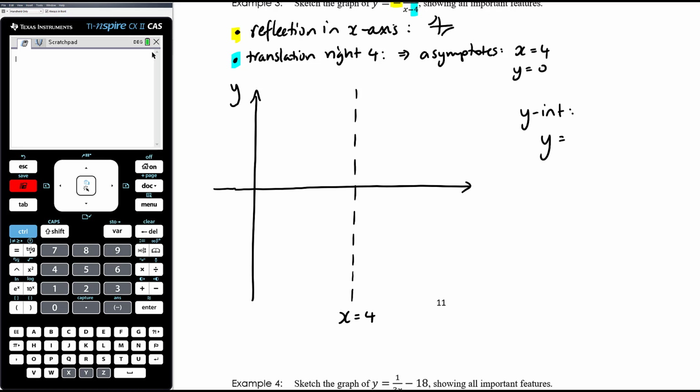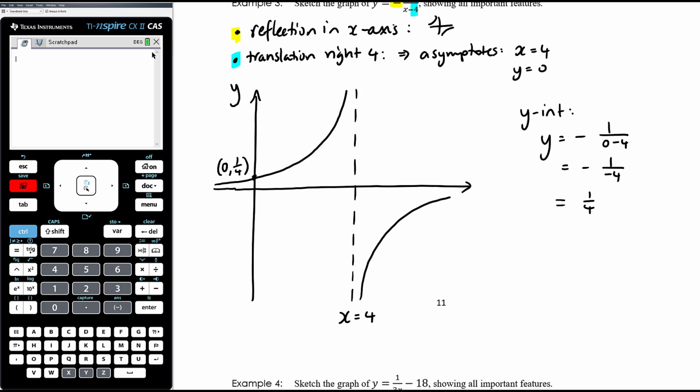Y-intercept, y is going to be negative 1 on 0 minus 4, so it's negative 1 on negative 4, so the negatives will cancel each other out. It's just going to be positive 1/4. So we just want to draw in our hyperbola shape, 0, 1/4, and draw it in over here as well. Again, it can be nice to put a point on both branches, so if you wanted to do so you could. The symmetric point would be at 8, negative 1/4, symmetrically opposite to this one.